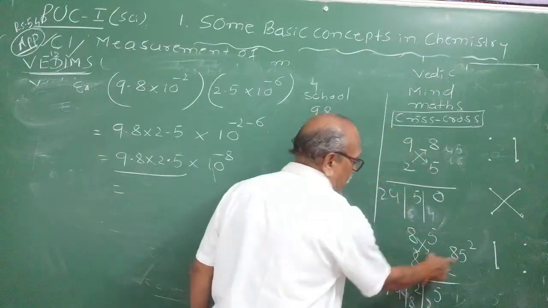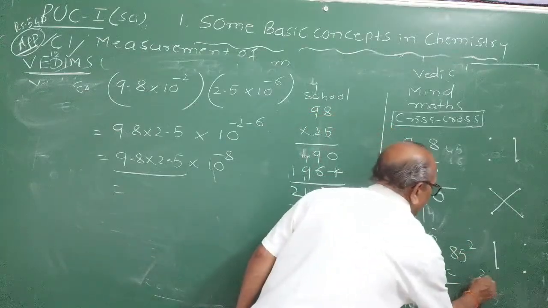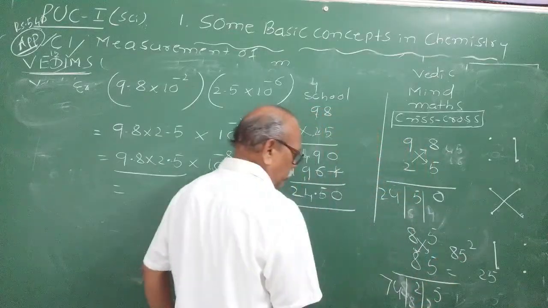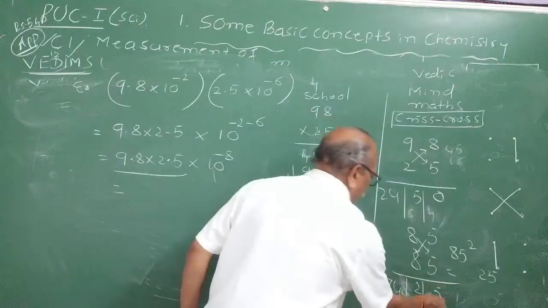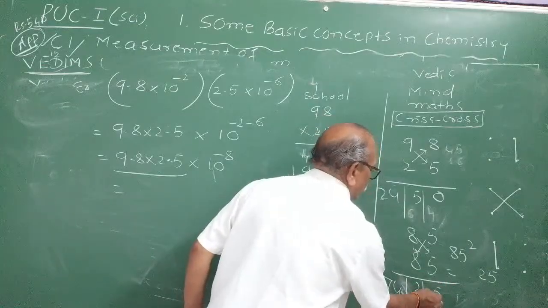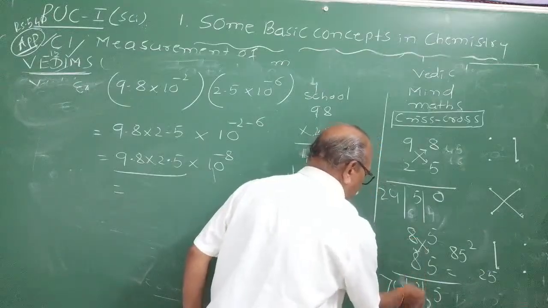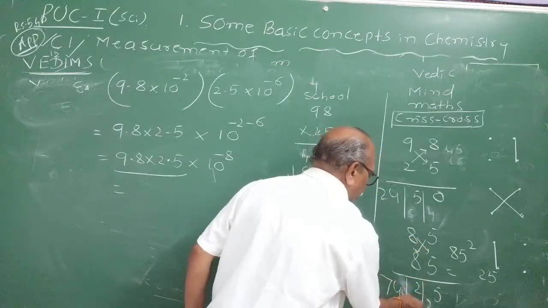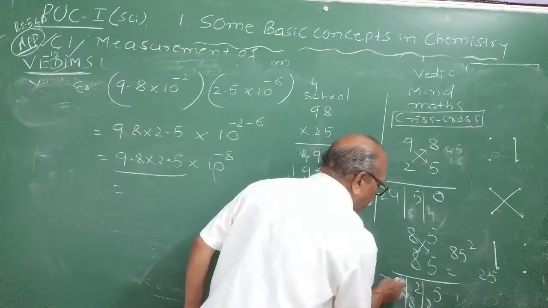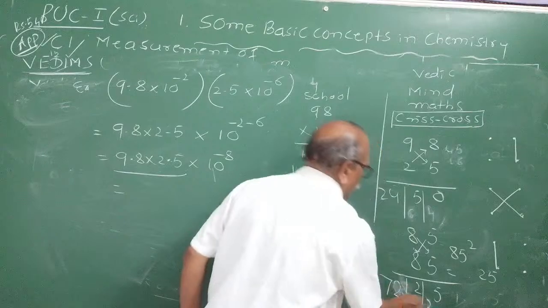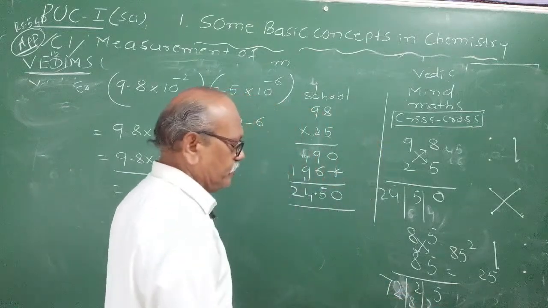If the number is ending with 5, you can take 5 square. What is 5 square? It is 25. Then you multiply: 5 5s are 25, carry 2, 80, 82, carry 8, 8 8s are 64 plus 8, 64 plus 8 is 72.